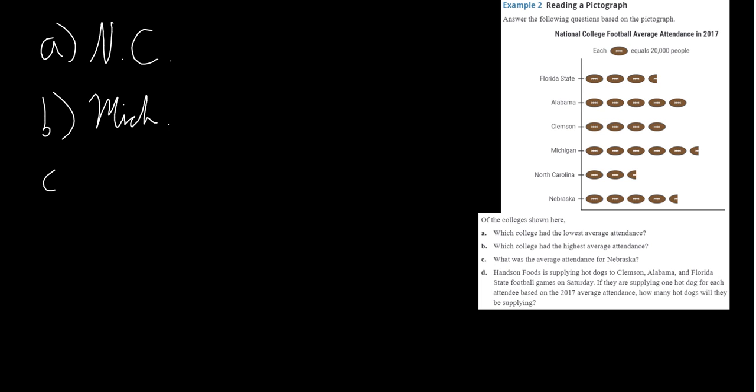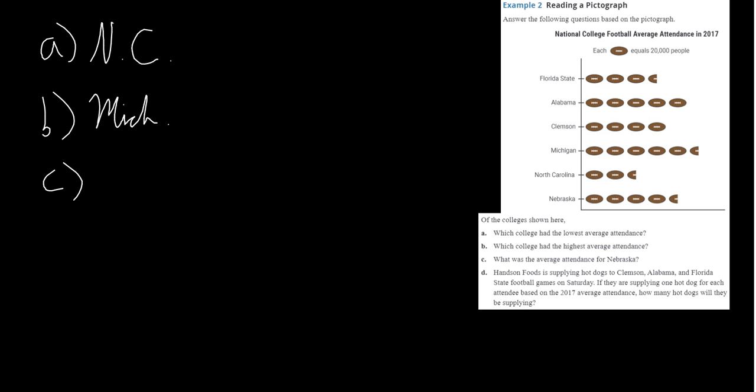So, of the colleges shown here, which college had the lowest average attendance? Well, of the ones shown there, it appears that North Carolina has the lowest average attendance, right? So we're just going to put NC. Which college had the highest? Well, looking here, it appears that Michigan does. So Michigan, we'll just abbreviate.